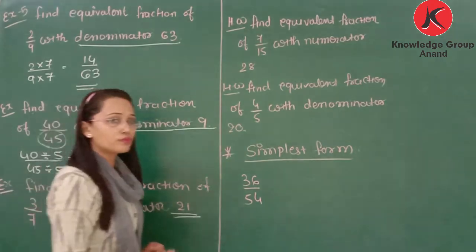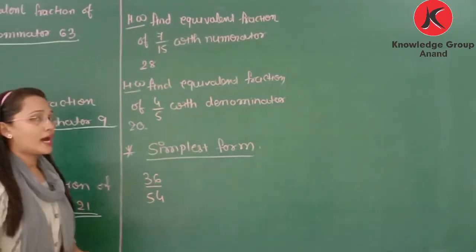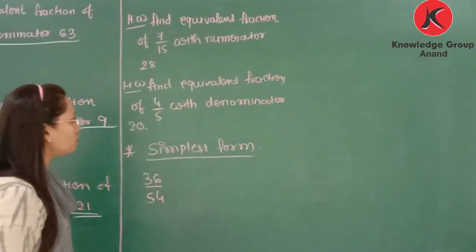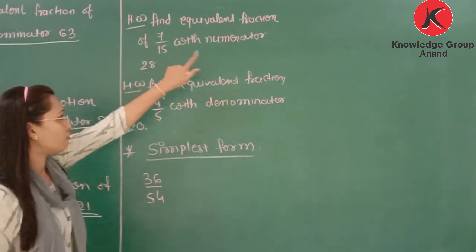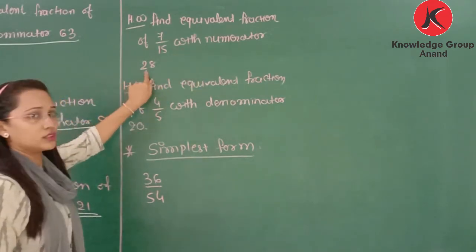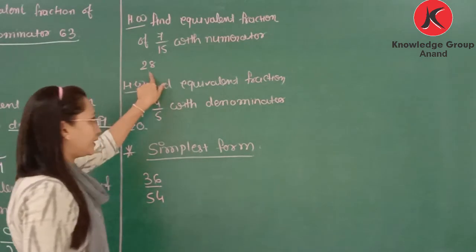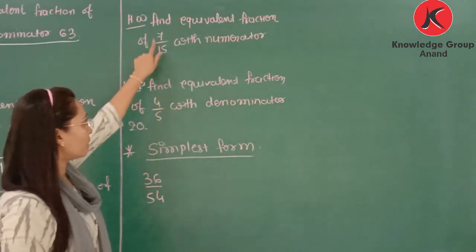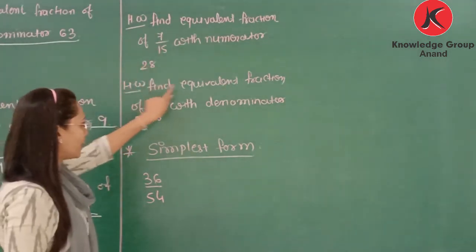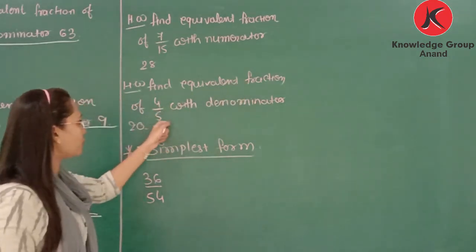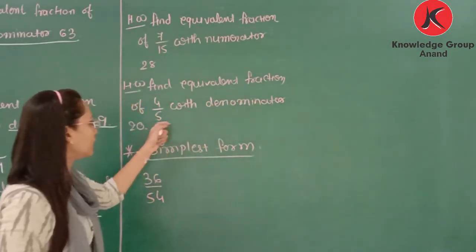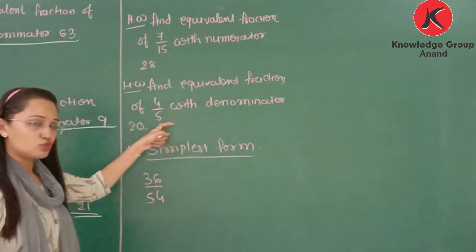So here two examples are in homework. You need to find the equivalent fraction of 7 by 15 with numerator 28. Numerator 28, that is the condition. Find the equivalent fraction of 4 by 5 with denominator 20. Here you need to make denominator 20.